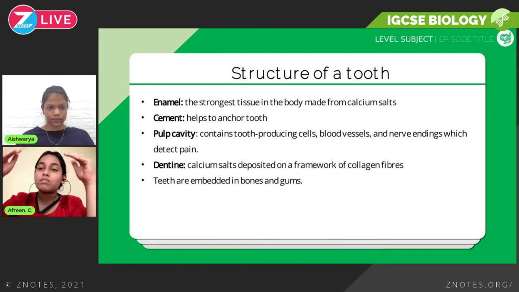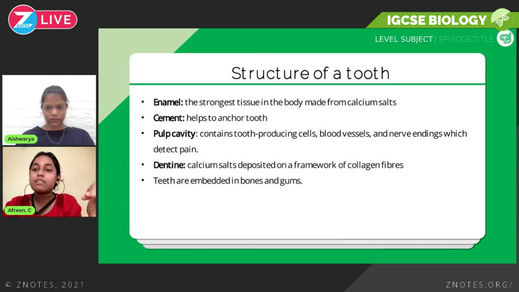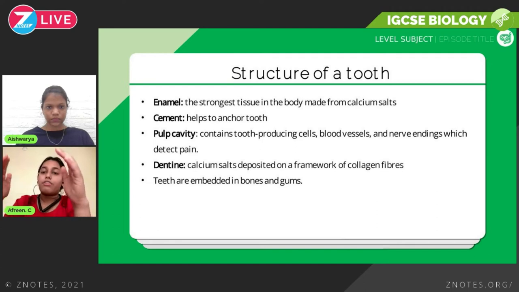So the topmost layer is enamel. It's the strongest tissue in the body, made from calcium salts. And then the next layer is dentine. Dentine is basically calcium salts deposited on a framework of collagen fibers. You do not need to know this one in so much detail, but you do have to be able to identify it in a diagram. So the first layer is enamel, the second layer is dentine, and the third layer is the pulp cavity.